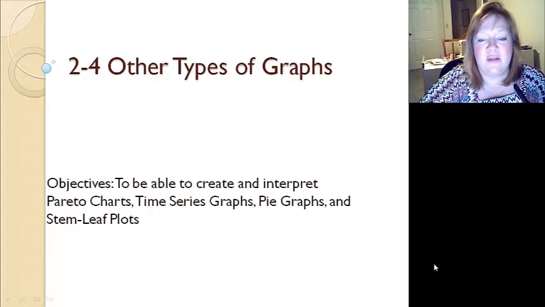So we've already been covering the frequency distribution, histogram, ogives, frequency polygons. And now we're going to head on into Pareto charts, time series graphs, pie graphs, and stem and leaf plots. I can't cover pie graphs today, I'm too hungry. So let's go to Pareto charts and time series graphs, and hopefully this will be a quick and easy video.